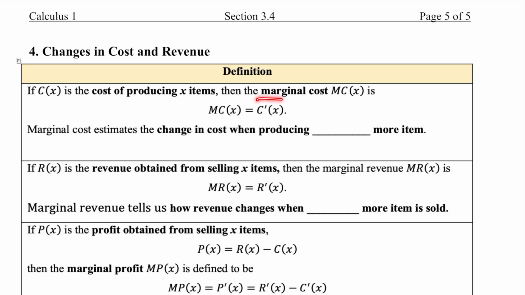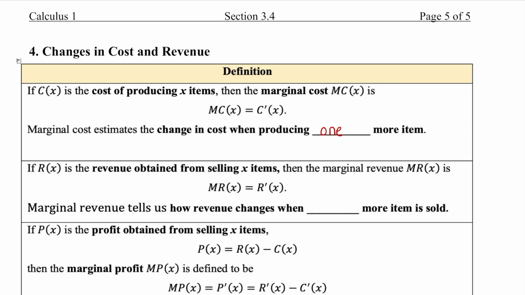The marginal cost, written as MC of X, is defined as C prime of X. This means the marginal cost is the derivative of the cost function. Marginal cost tells us how much the cost changes as production changes. Marginal cost estimates the change in cost when producing one more item. So, if we already produce X items, the marginal cost tells us approximately how much the cost will increase if we produce one additional unit.